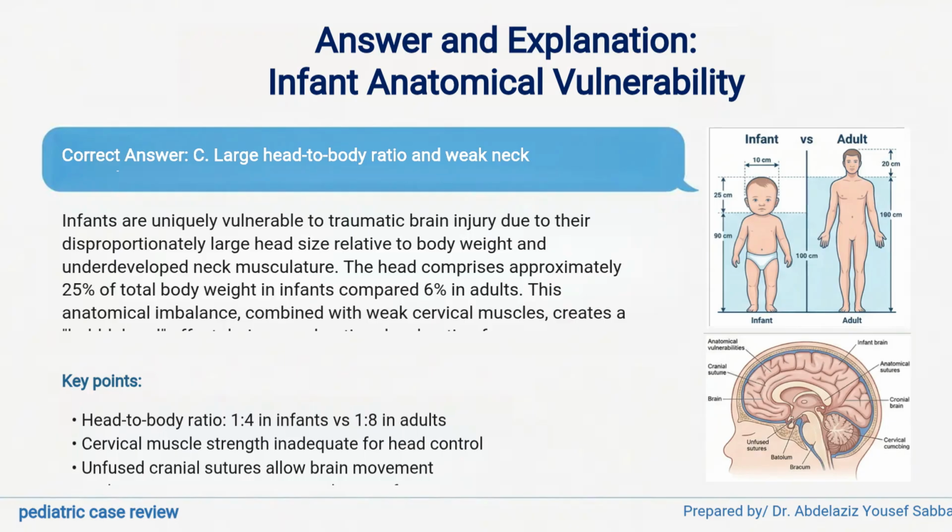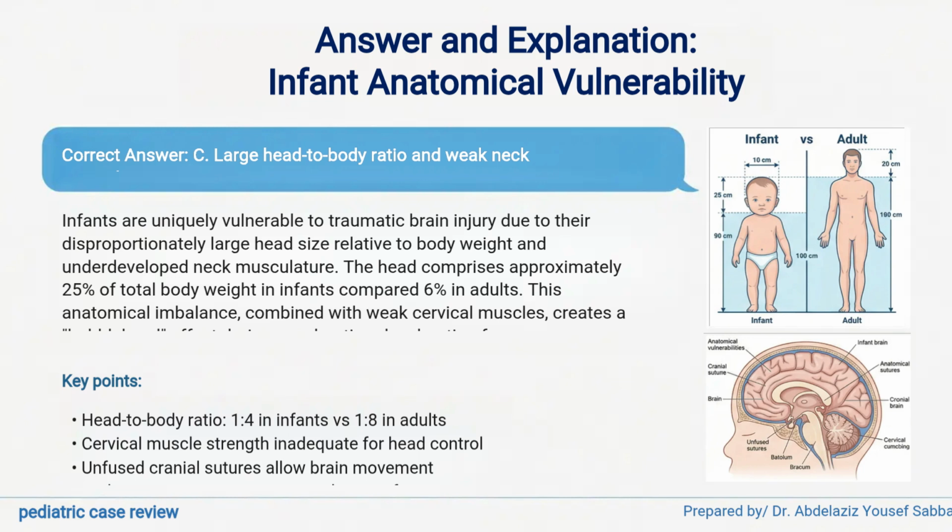Infants are uniquely vulnerable to traumatic brain injury due to a combination of anatomical factors that distinguish them from older children and adults. The head comprises approximately 25% of total body weight in infants, compared to only 6% in adults. This anatomical imbalance, combined with weak cervical muscles that cannot stabilize the head, creates what is sometimes described as a bobblehead effect during acceleration-deceleration forces.